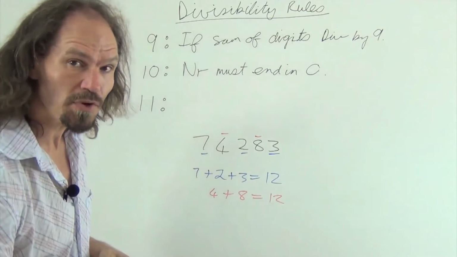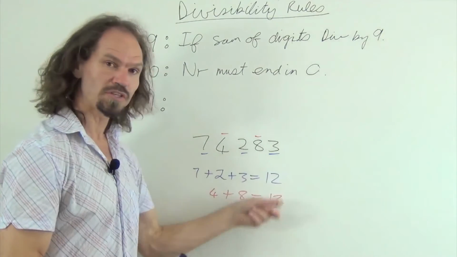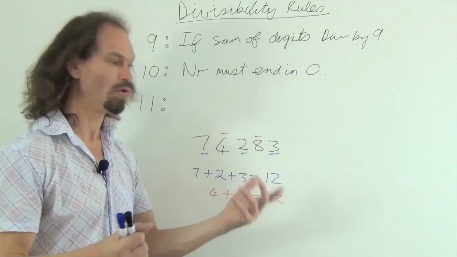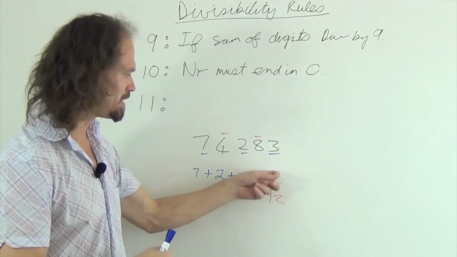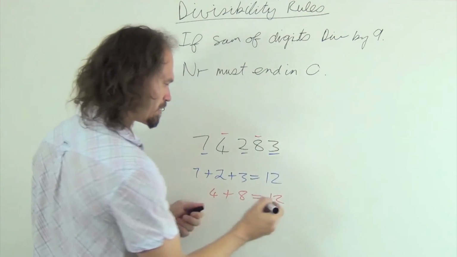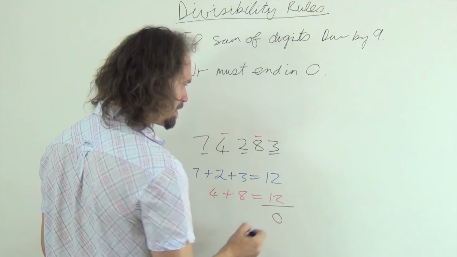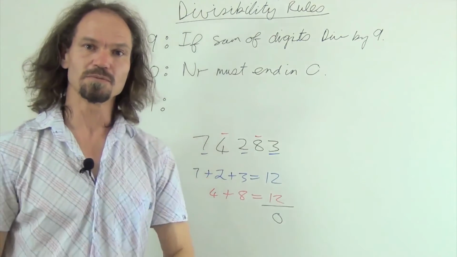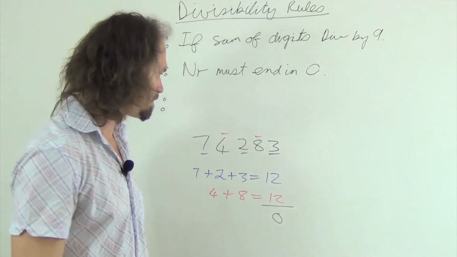And if the difference between the two sums is divisible by 11, in other words, if it's 11 or 0, in this case it is 0. When I subtract those two, I get 0. So the number that I had originally is divisible by 11.